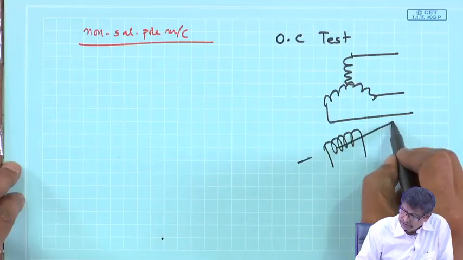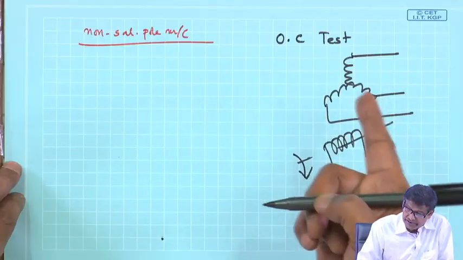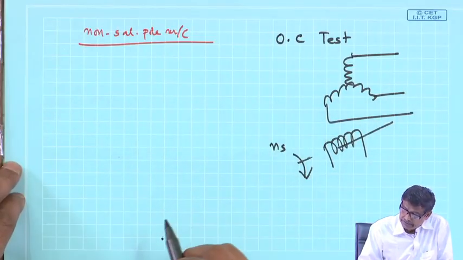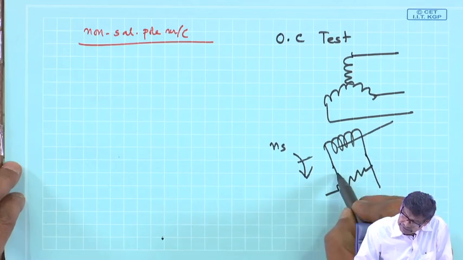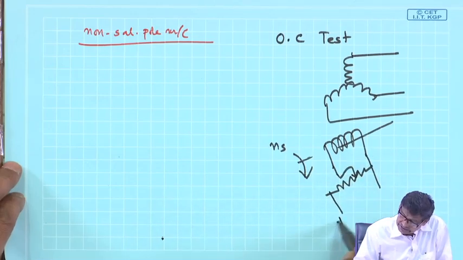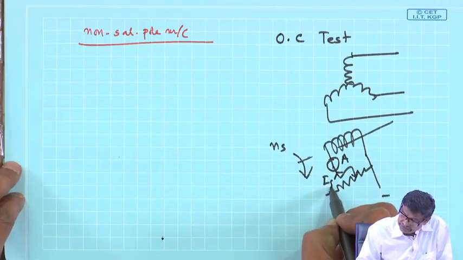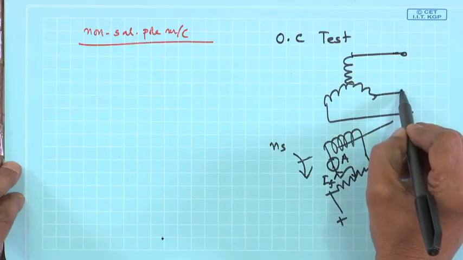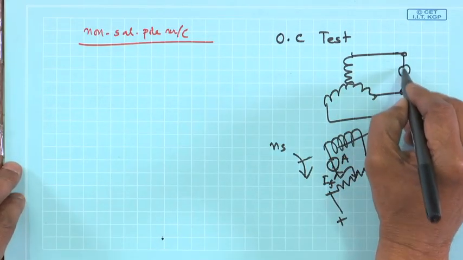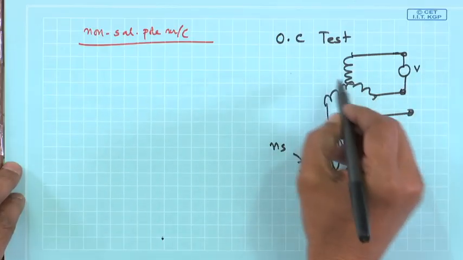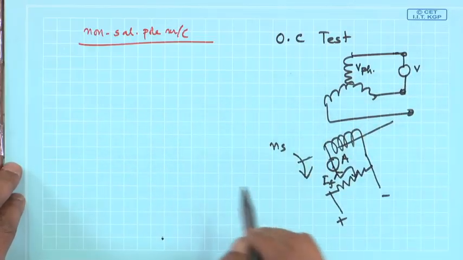run it with some prime mover at rated speed, so that 50 hertz is generated, run it at rated RPM, and here you connect some circuit like this with DC, and record this ammeter reading which is IF. Here do not connect to any bus or load, connect a voltmeter. That divided by root 3 will give you the V phase voltage, the induced voltage.